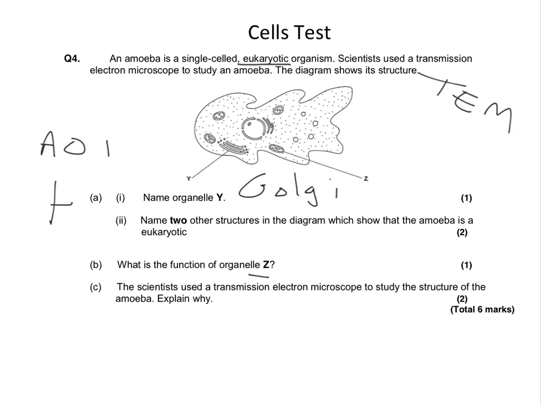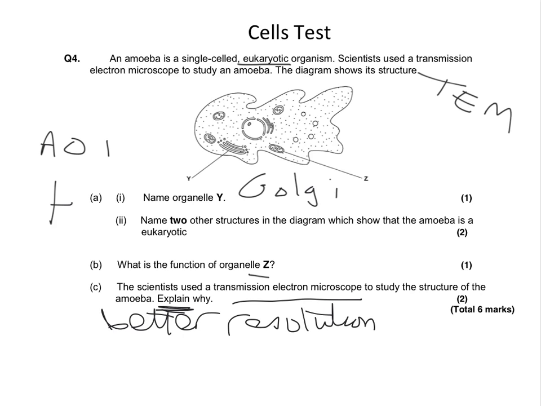On to 4C now. They mention the transmission electron microscope to study the structure of the amoeba. It says explain why. So it doesn't want a description of the TEM, but it does want you to say, well, why are they able to study the structure? And it's mainly about, basically, there is a better resolution of the image. And why is there a better resolution? It's due to the shorter wavelength of electrons. Okay, that's a stock answer. They ask that a lot. I would learn that kind of answer.